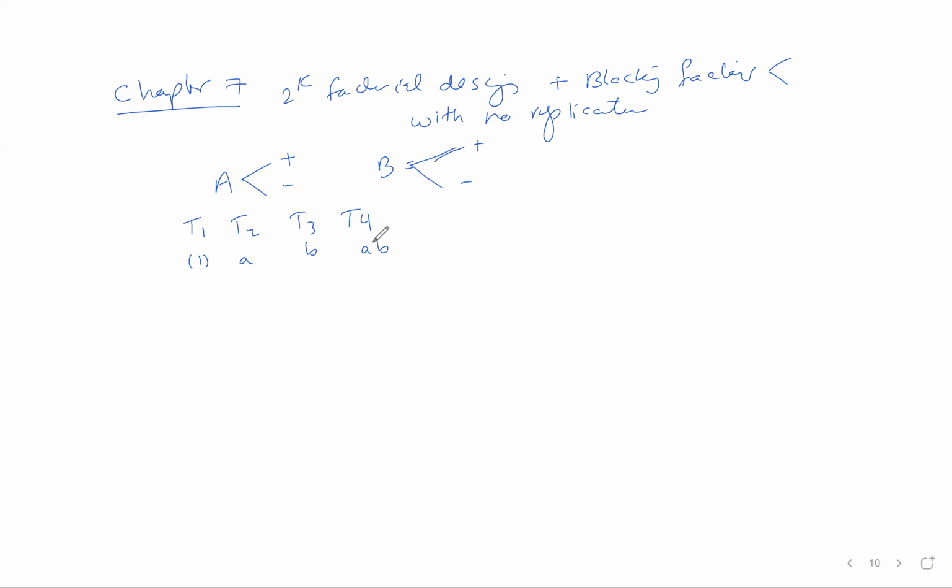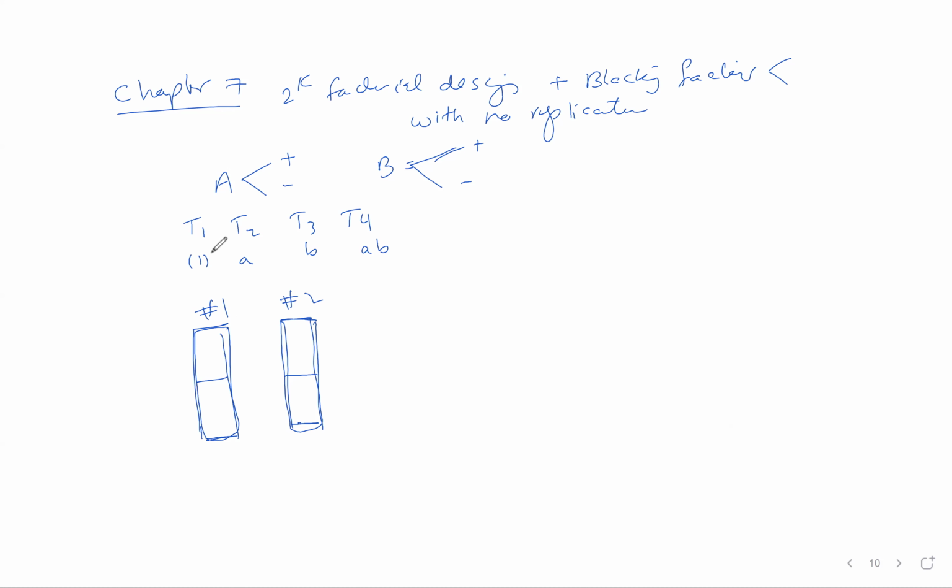But sometimes we have only 2 blocks. And each block is not big enough to test all the treatments. Each block is enough to test half of the treatments. In this case, we have 4, so each block is big enough to test only 2 treatments. So this is the first block, this is the second block. So how do I test 2 treatments within each block?